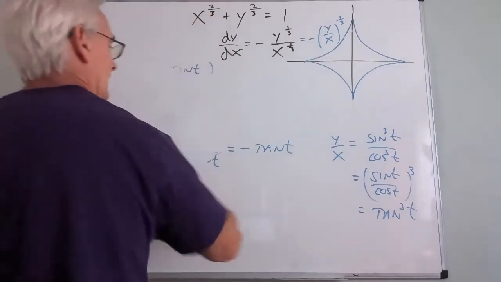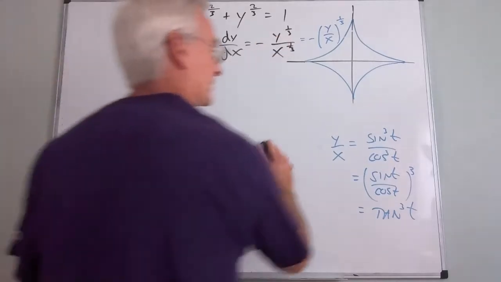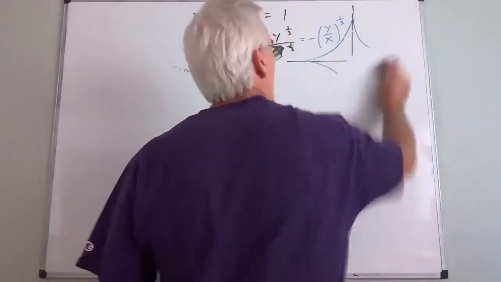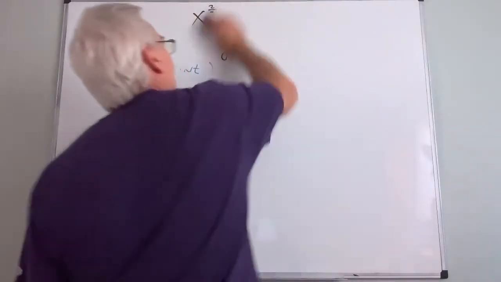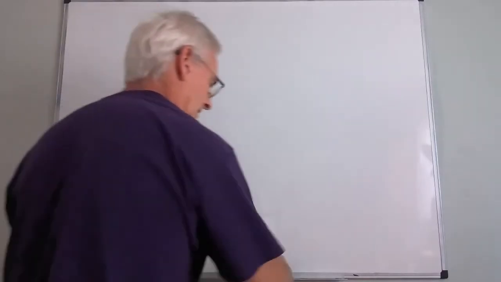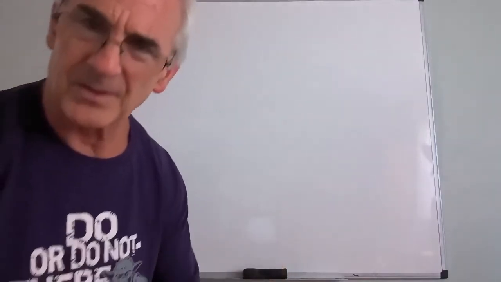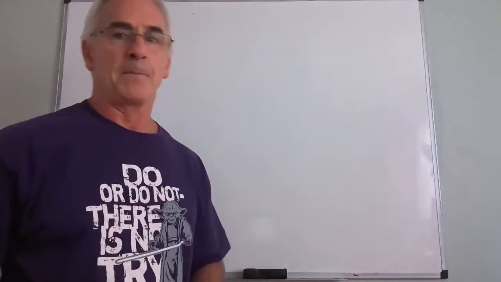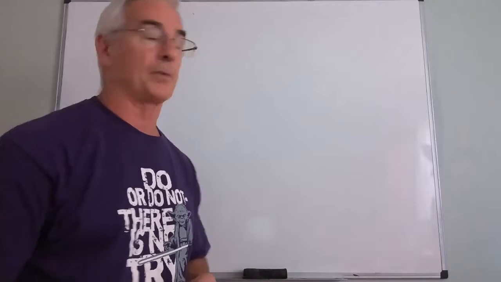I really don't want to do the second derivative for that one. I think it would be scary. But in general, how do you do a second derivative using this parameterization? Because that's not a trivial thing.